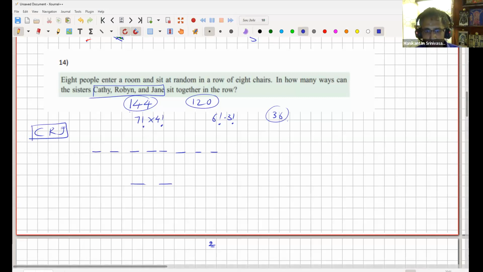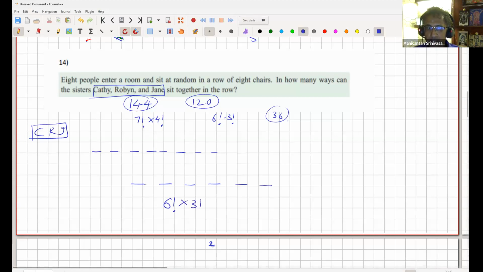So I'll just do 1, 2, 3, 4, 5, 6. So there are 6 spots essentially. So 6 factorial ways in which I can arrange, including the particular box. Open the box, arrange C, R, and J in 3 factorial ways. As simple as that. It's perfect, Navya.